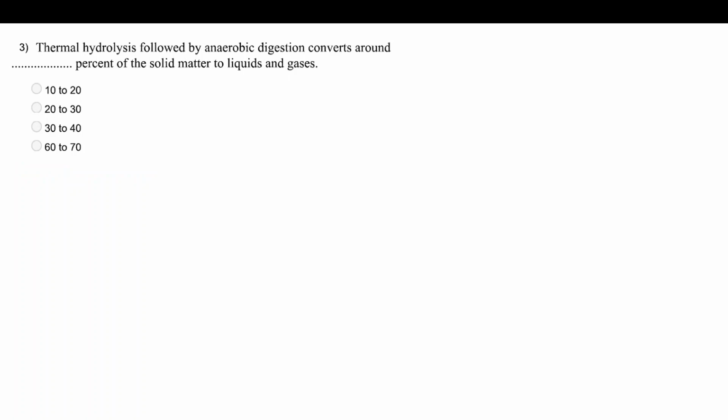Next is thermal hydrolysis followed by anaerobic digestion converts around dash percent of solid matter to liquid and gas. So it is a standard thumb rule, like majorly it gives 60 to 70% conversion.